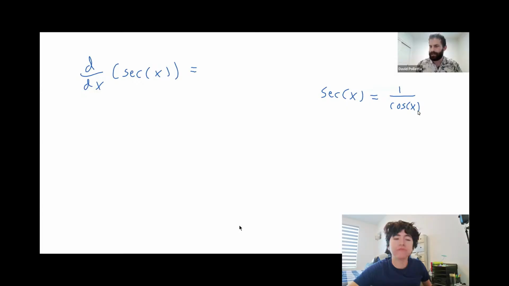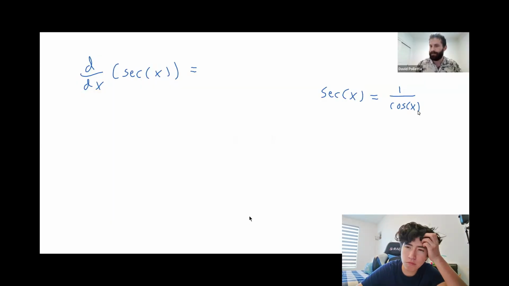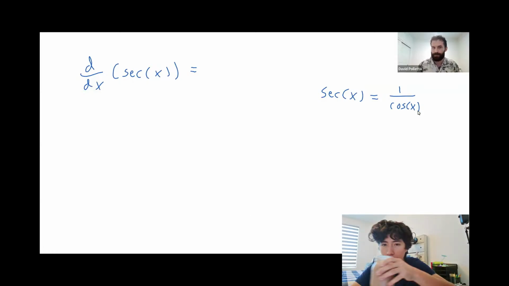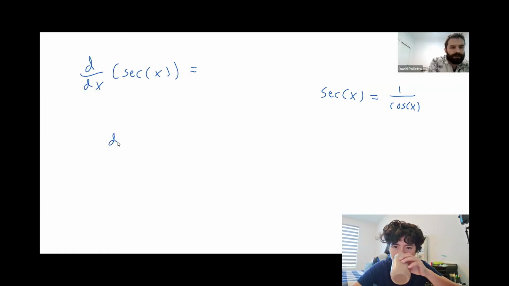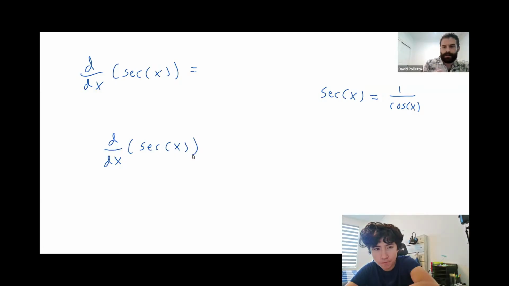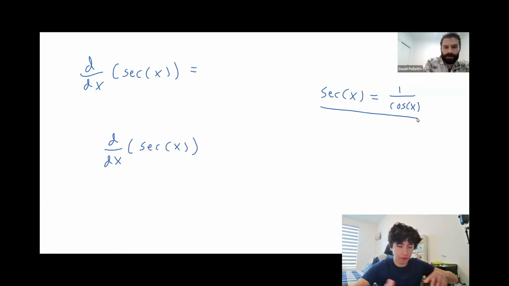Hmm. That's right. Secant is by definition the reciprocal of cosine. Or the other way around? Okay. Sounds good. The derivative.